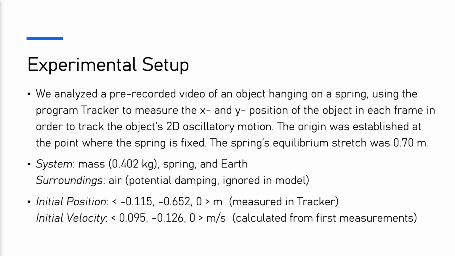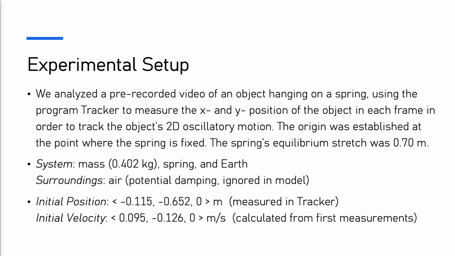For our experimentation, we analyzed a pre-recorded video of an object oscillating on a spring. Using the Tracker program, I measured the X and Y position of the object in each frame to track its two-dimensional motion. The origin was defined at the spring's attachment point, and the equilibrium stretch of the spring was about 0.7 meters. The system included the mass of 0.402 kilograms, the spring, and Earth because gravitational potential energy was considered.